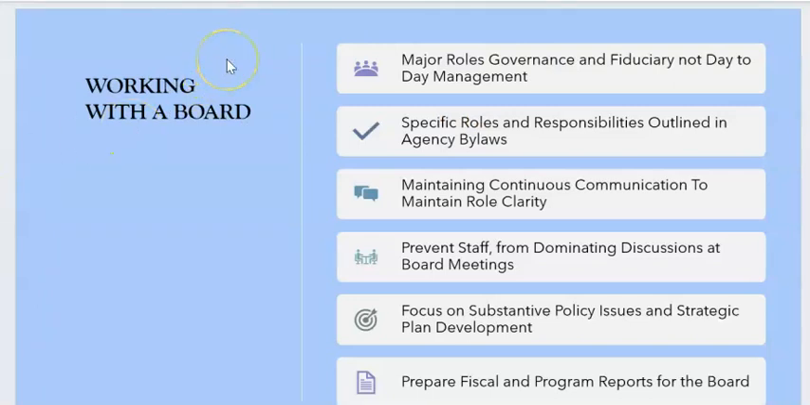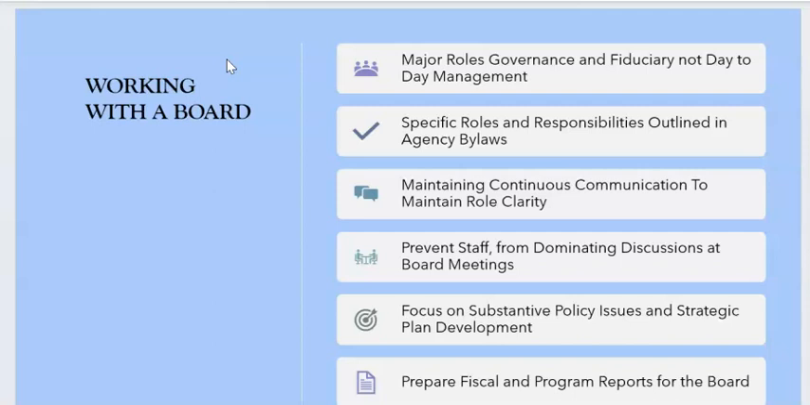So how do you work with a board of directors? The reading talked about a board of trustees. Often in nonprofits, we talk about a board of directors. So the major roles are governance and fiduciary, and not day-to-day management. If your board is involved in day-to-day management, there is a real problem.